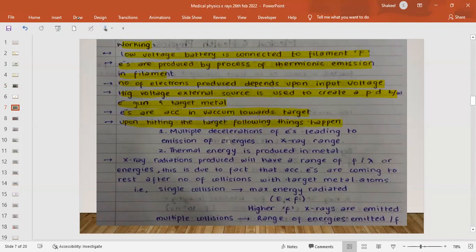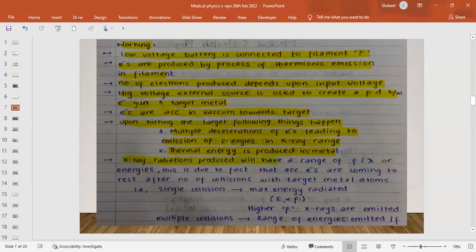Okay, when the electrons hit the metal target, two things can happen. Number one, multiple accelerations and decelerations of electrons, leading to emission of energies in the X-ray range. And number two, thermal energy is produced in the metal as well, because not all the electrons are decelerated at once. They can be decelerated in multiple steps when they hit the metal. So upon every impact with a metal atom, they lose some of their energy. If an electron loses all its energy upon a single impact, that will be an X-ray. And if an electron loses its energy in steps after collisions with the atoms, it loses its energy in fractions. So that would be less than X-rays. That would be infrared or light rays.